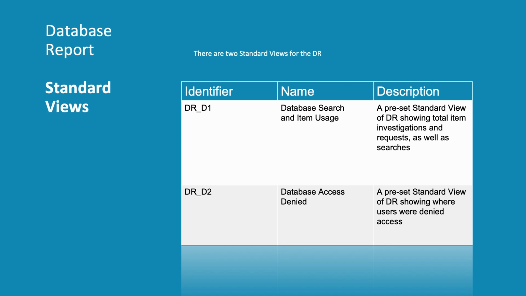There are 2 standard views for the DR. Those are DR D1, Database Search and Item Usage, which shows total item investigations and requests as well as searches, and DR D2, Database Access Denied, which shows where users were denied access.